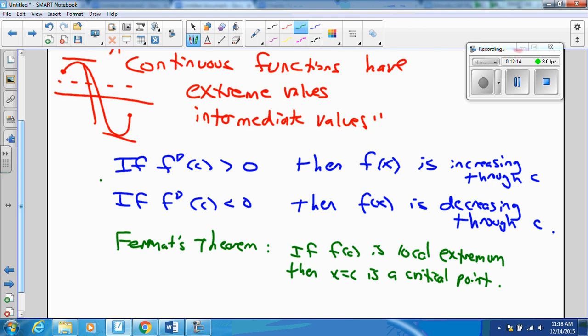Notice how this follows directly from our theorem right here. Because what does it mean to be a critical point? If x equals c is a critical point of f, then f prime of c is 0 or does not exist. So, what are the only possibilities? That f prime is greater than 0, in which case f is increasing through c and f of c is not a local maximum. Or f prime of c is less than 0, in which case f is decreasing through c and f of c is not a local maximum either. So these two theorems really go hand in hand with one another.